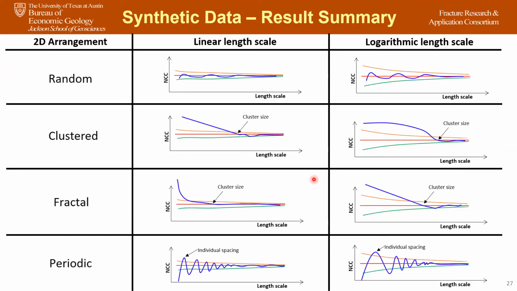So as a summary, we can say that both in linear scales and logarithmic scales, we have a pattern that could be identified just using barycenters of fractures. Random barycenters will always plot here in the middle of these confidence limits. If you have clustered, non-fractal clusters, you would have this plateau, and we could get a cluster size here. And if you had a fractal arrangement of barycenters, you can have this slope, and you can get the cluster size by the intersection of this slope with the NCC 1. And if you had an equidistant or periodic arrangement of barycenters, you could have the individual spacing here and this wavy pattern that goes all the way along.